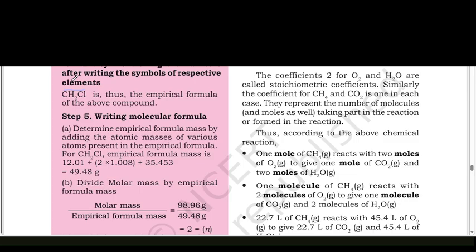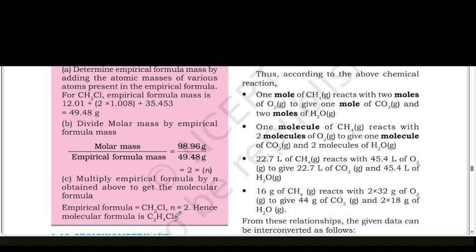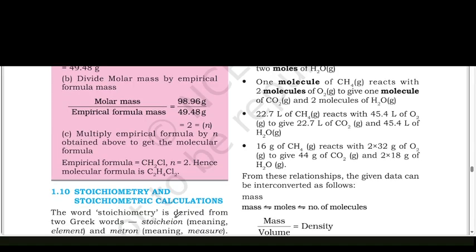Now you have the given molar mass and you need to find the empirical mass. So just calculate the empirical mass of CH2Cl. You will get 49.48 and the molar mass was given 98.96. So just divide molar mass by empirical mass. So you will get your answer. Now next question.